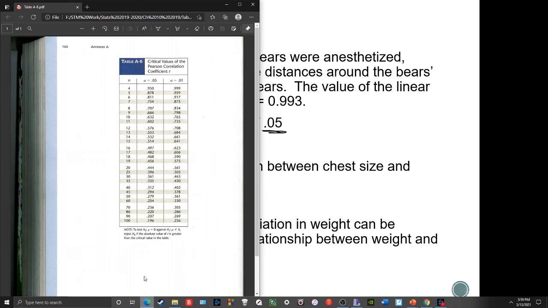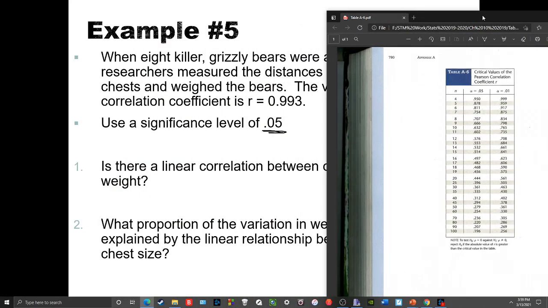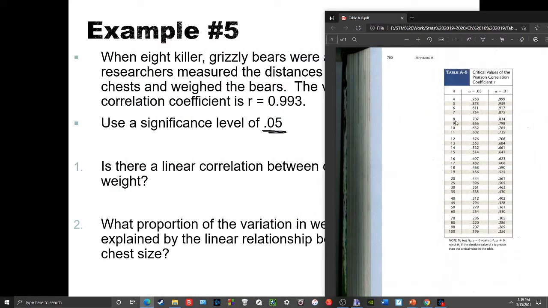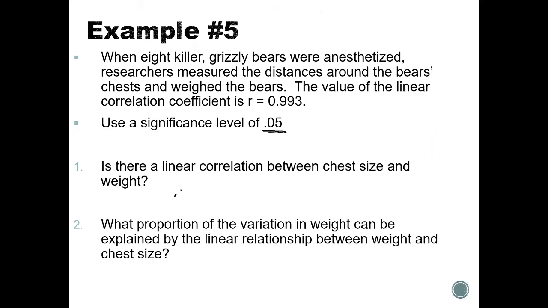Well, let's see. If we have 8 grizzly bears, that means we have 8 pairs of data. Our R was 0.993. We want to be 95% certain. So 95% certain, 8 pairs of data, 0.707. Well, 0.993 is definitely bigger than 0.707, right? So it definitely passes the linear correlation test there. So we could say with 95% certainty, with 95% degree of accuracy, that yes, there is a linear correlation because our R is above our critical value.